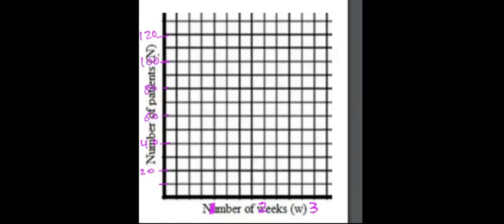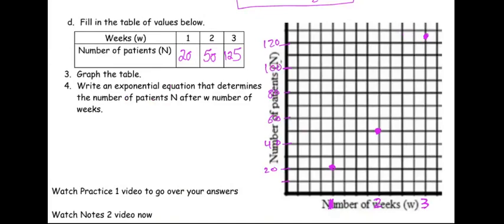Now let's graph. 20 is right here. 50 is going to be right here. And 125 is going to be right here. So again, this looks like an exponential function. It's a growth exponential function. And we need to write the equation for this exponential function to determine the number of patients n after W number of weeks. So n is y and W is x.